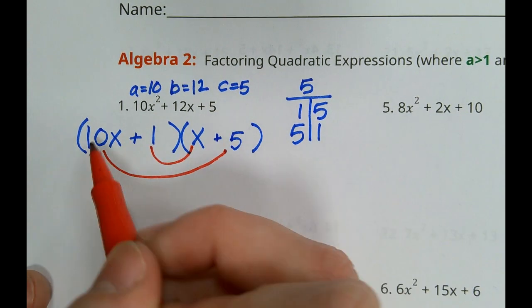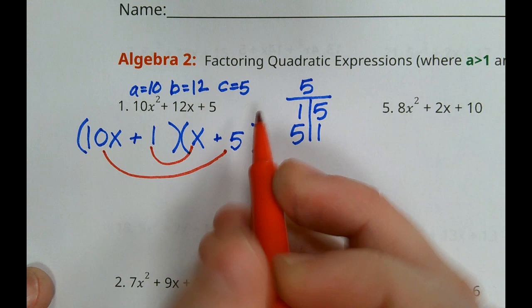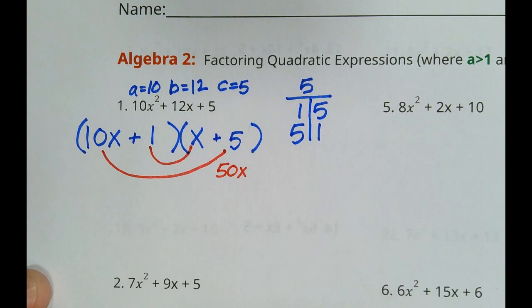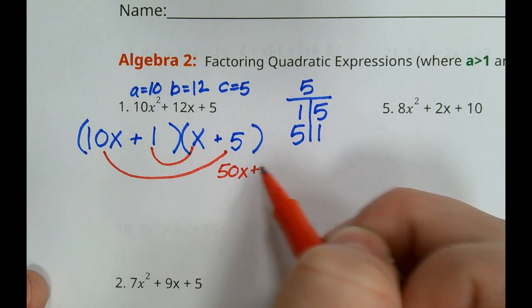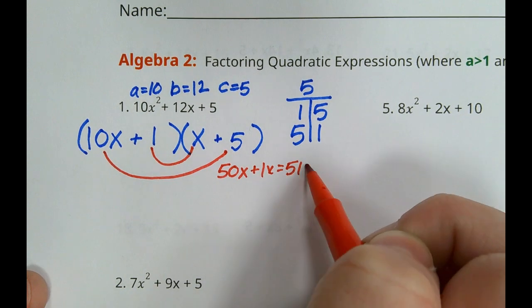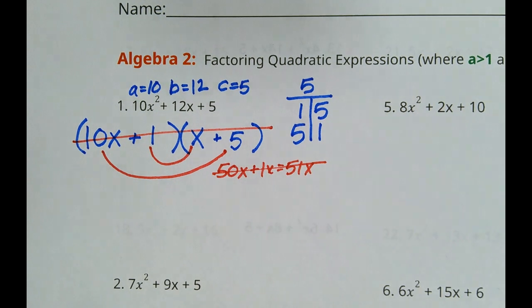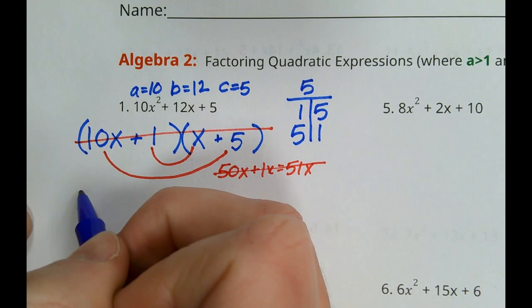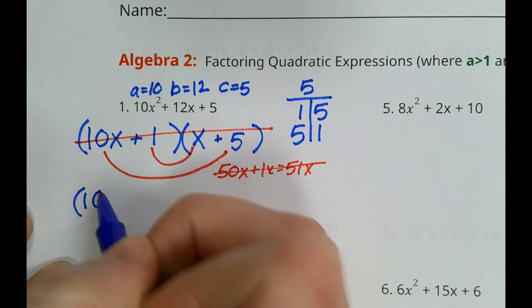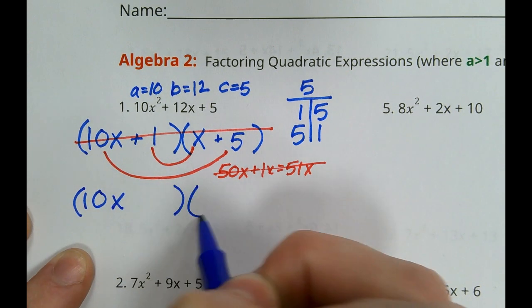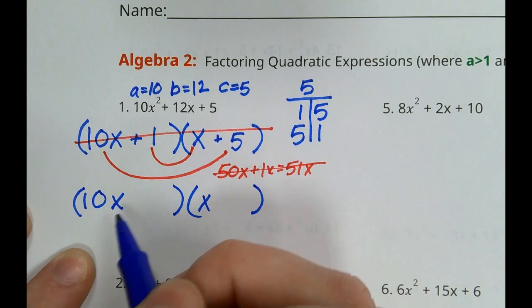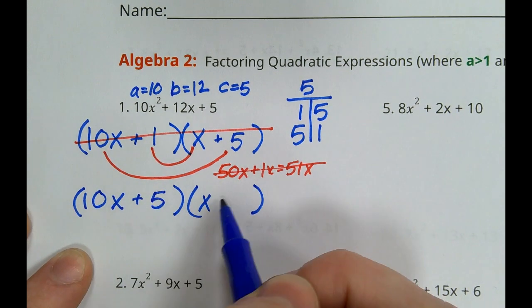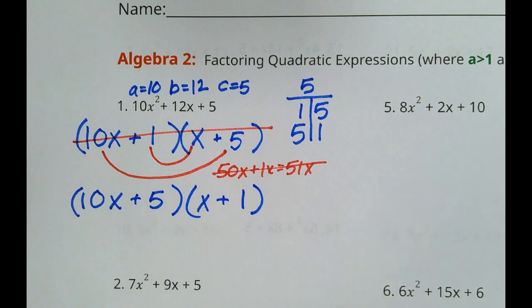Okay, let's see. We're going to get 50x. We already know that's too big. It needs to be 12x. So 50x plus 1x is 51x. That's a no-go. Let's try the other one. And if it doesn't work, then we go even further to another step I'll tell you about. So 10x and x, and then we'll try 5 and 1. We get 15x.